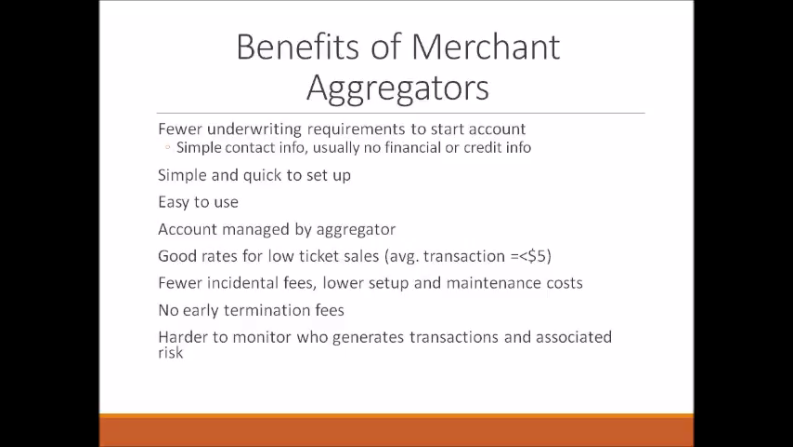The account is managed by the aggregator, so you don't have to deal with a lot of negotiating with your provider. They do have quite good rates for low ticket sales. So if your average transaction is under $5, Square, PayPal, or Stripe may be good options for you. They generally have what's called a flat rate. I believe PayPal charges 2.9%, Square charges 2.75% on transactions.